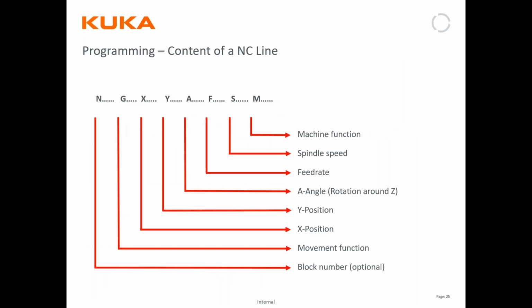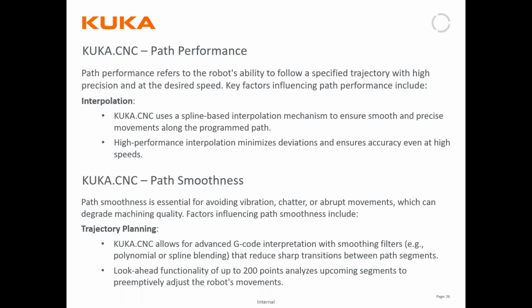You can change the feed rates wherever required. Then these are the content of an NC line. It has certain N, G, X, Y, A, F, S, and M denotations. N is for block number, G denotes the movement function, X is for position, Y for position, A is for angle, F feed rate, S spindle speed, and M for machine functions.